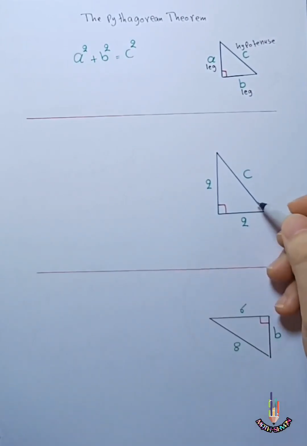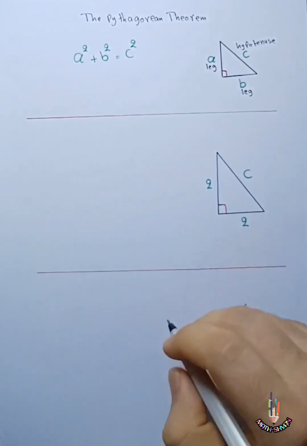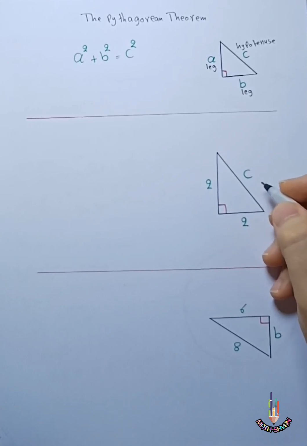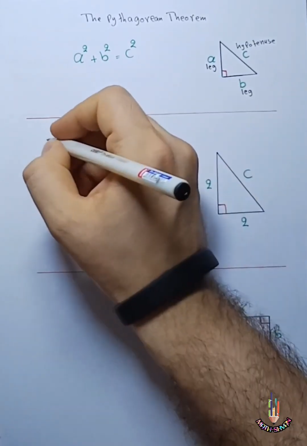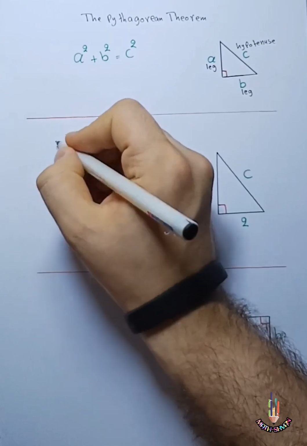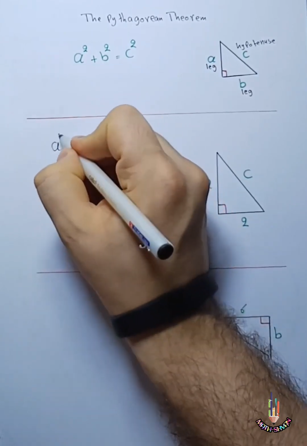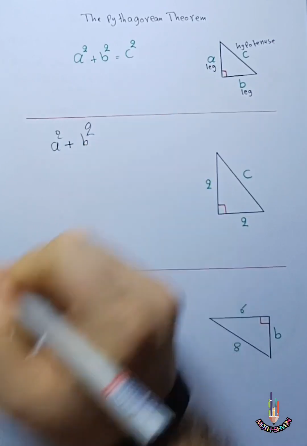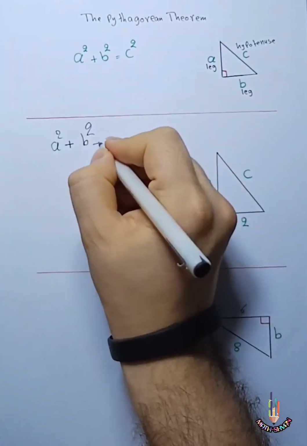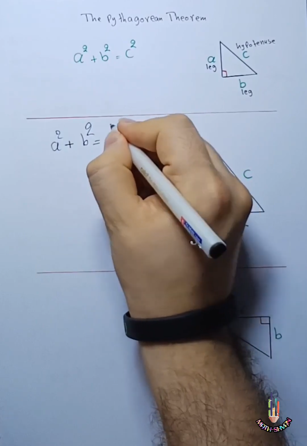After that, we have this example. We have this right triangle. We have to find the value of the hypotenuse because we don't have the value of c, so you have to use this rule. The Pythagorean theorem is a square plus b square equal to c square.